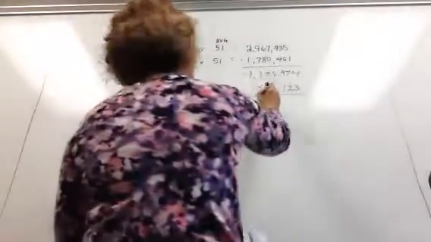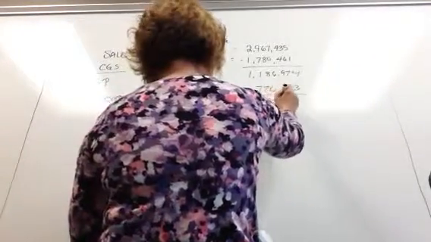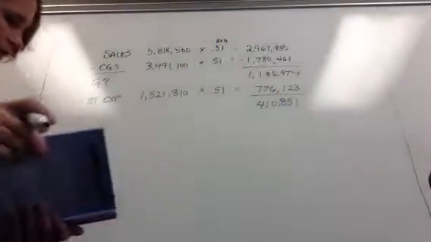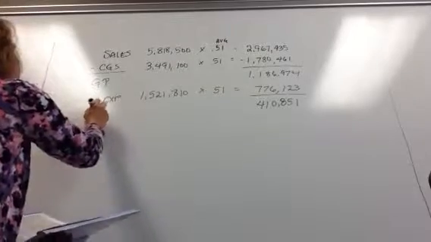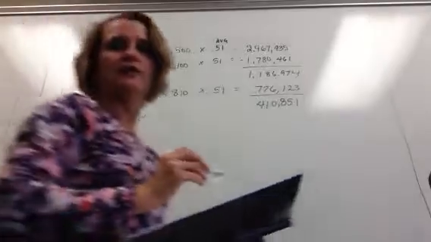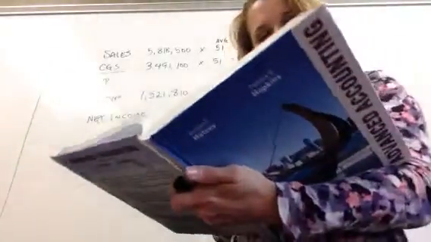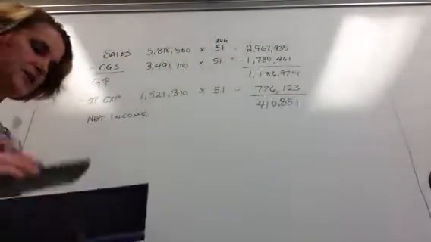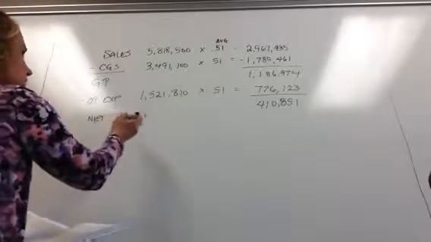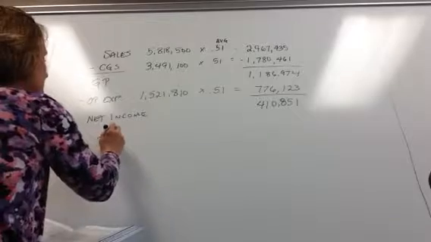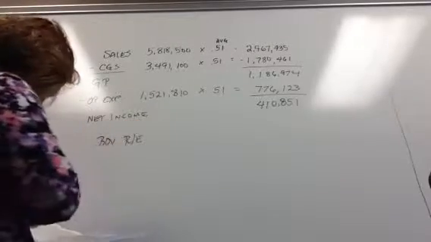So then our profit, net income, is going to be $410,851. That's kind of our step one. Then we look down to our statement of retained earnings. With the statement of retained earnings, this is something to remember: it's going to say our beginning of the year retained earnings.